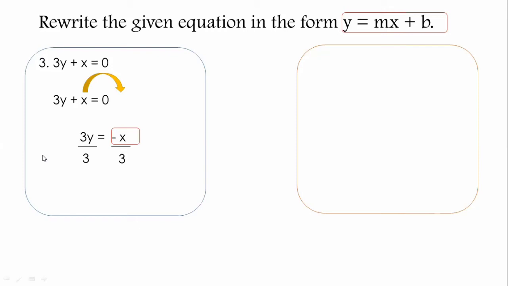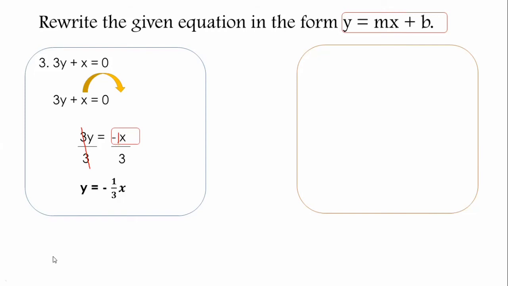And then, cancel na nun si 3. So, the answer is, and then, kapag ano to, di ba, merong 1 dyan, automatic. Kapag may invisible 1 dun sa x, kapag wala kang nakikitang number. Okay, so therefore, our answer is y is equal to negative 1/3 x.